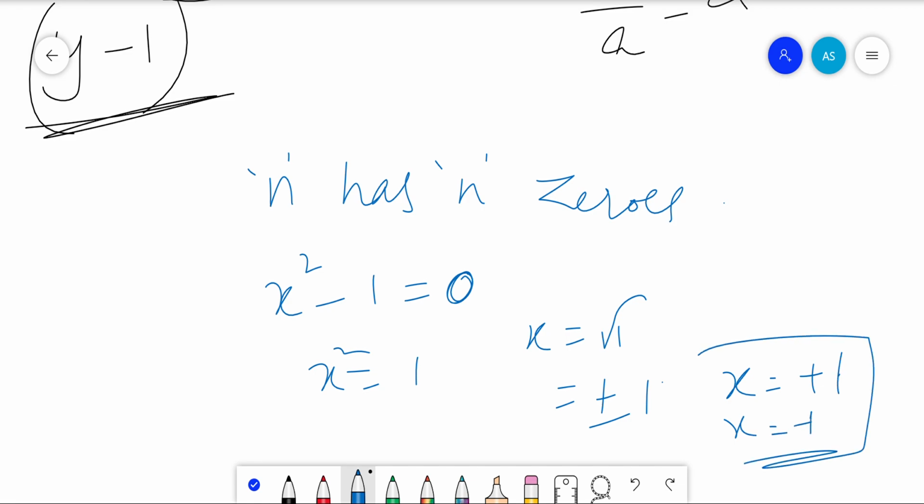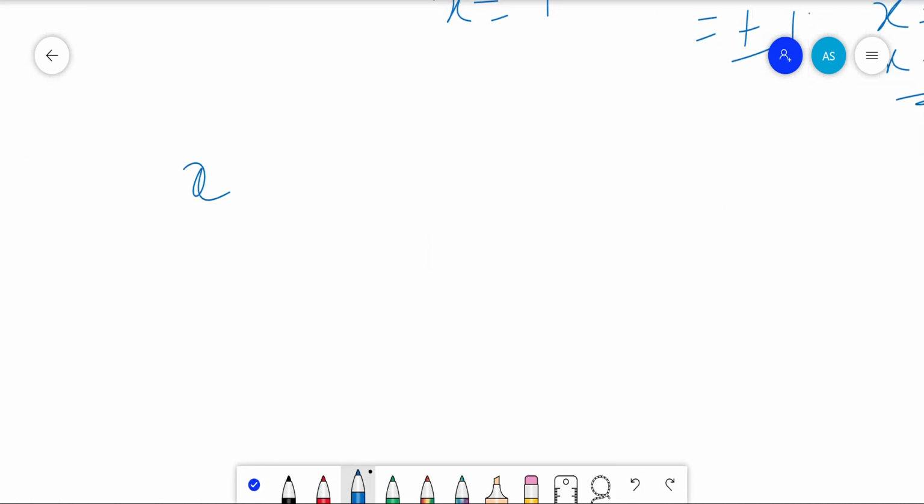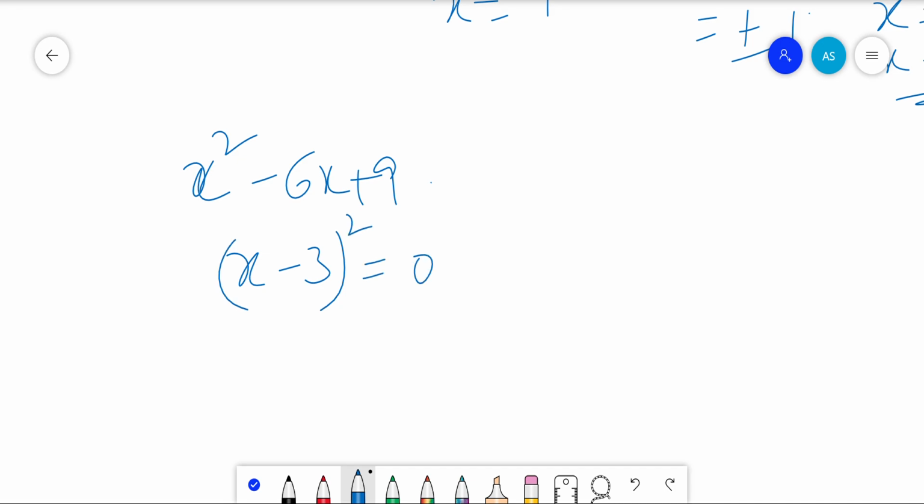Okay. Sometimes it may have equal zeros. That means you can consider x square minus 6x plus 9. It can be written as x minus 3 whole square is equal to 0, and x minus 3 is equal to 0, and then x is equal to 3. Okay, it has two zeros but they are equal zeros. So a second degree polynomial has a maximum of two zeros only. Okay.